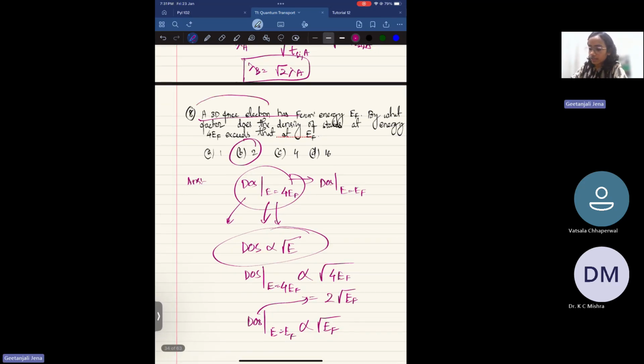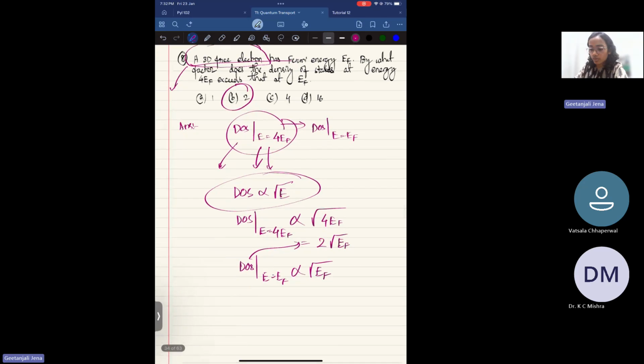Just cross-check the dimension and use the relation according to that. If the question is asking about one dimension and you are considering another dimension, then we'll get the wrong answer. So please be mindful when you are reading the question and solving the problem.